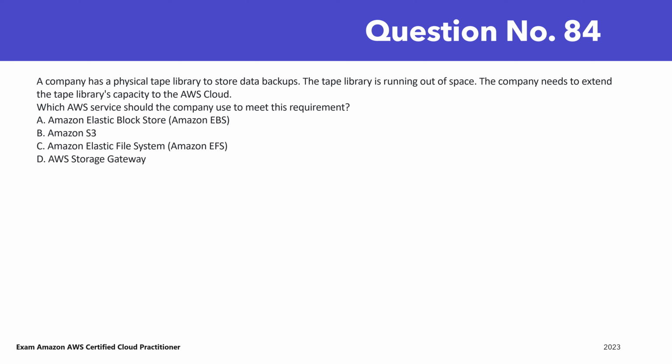Which AWS service should the company use to meet this requirement? A. Amazon Elastic Block Store, Amazon EBS. B. Amazon S3. C. Amazon Elastic File System, Amazon EFS. D. AWS Storage Gateway. Correct answer, D.